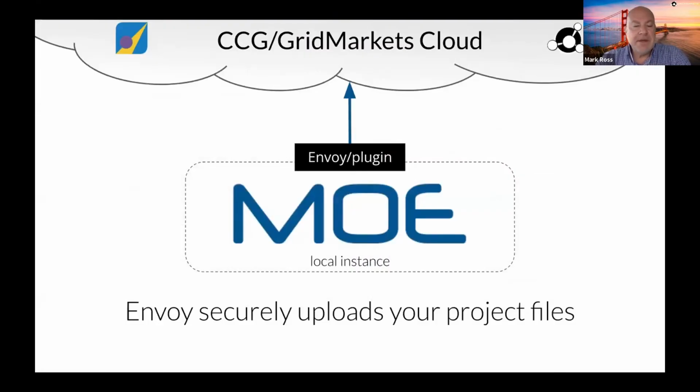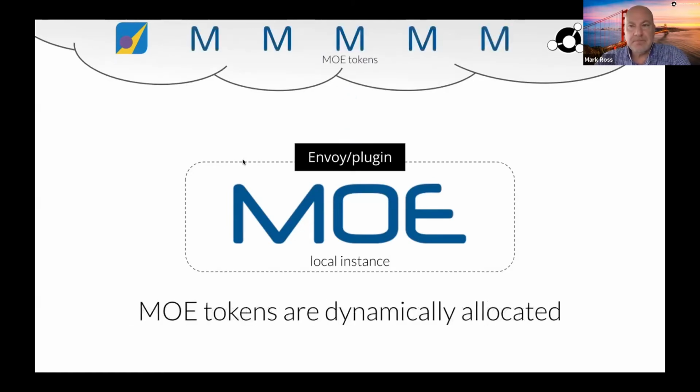When you do that, Envoy then is responsible for getting your project files to the CCG GridMarkets cloud, and it does that securely. And once it's there, it then spins up however many machines you wanted with the appropriate number of Mo tokens. Again, no use of your local tokens. So if you only have 3 local tokens and you need 30, we supply the 30. Or if you need 300, we supply the 300.